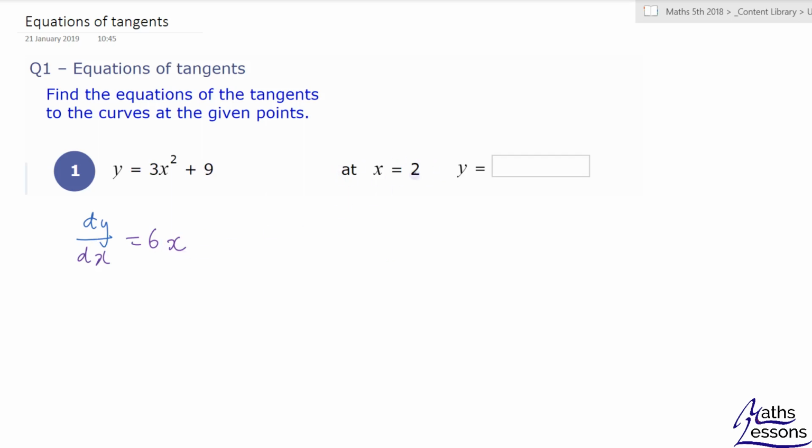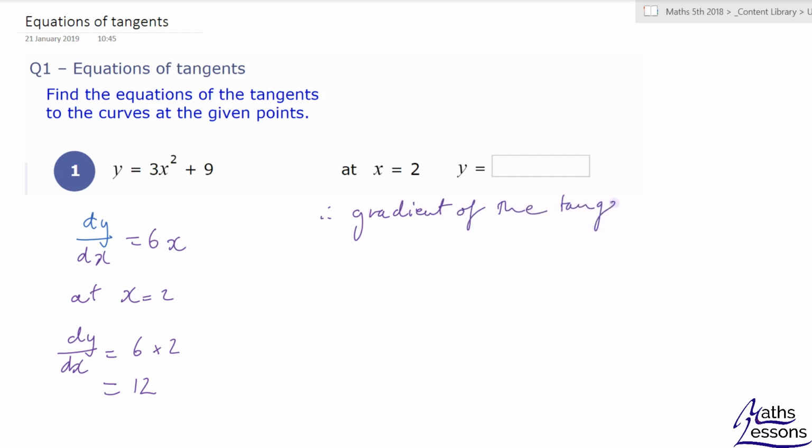So we're just left with the gradient function is 6x. And we want to find the gradient when x equals 2. So at x equals 2, dy by dx is equal to 6 times 2, which equals 12. So therefore, the gradient of the tangent is equal to 12.